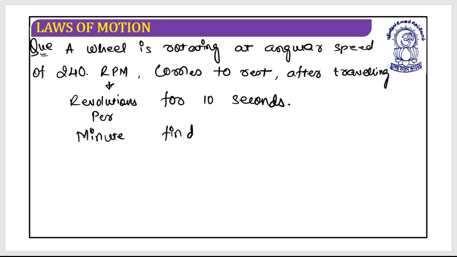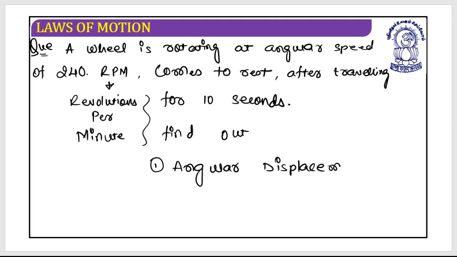Find out first, angular displacement and second, number of revolutions. So these two things are required, and what I have given, omega is given and time is given. It's an initial velocity, yes, initial angular velocity.